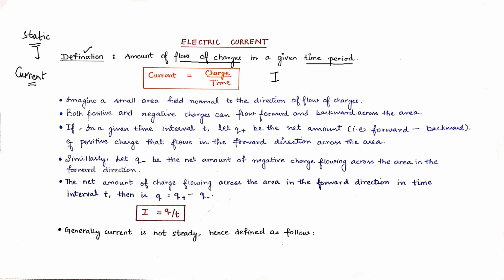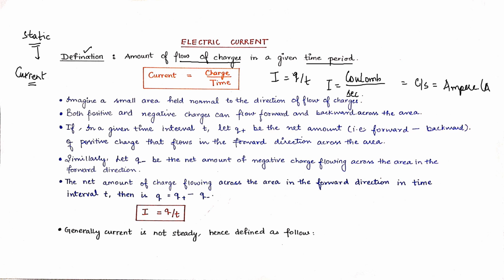So I is given as Q upon T, where Q is the charge whose unit is coulombs and time has a unit of second. So our current I has the unit coulomb per second, which is in short written as amperes, and the symbol for writing ampere is A. So this is how the current is defined.